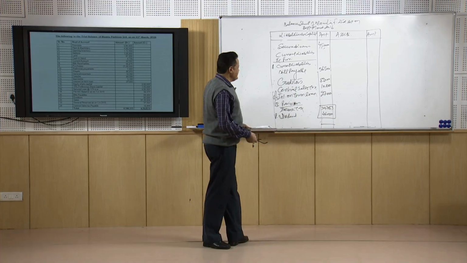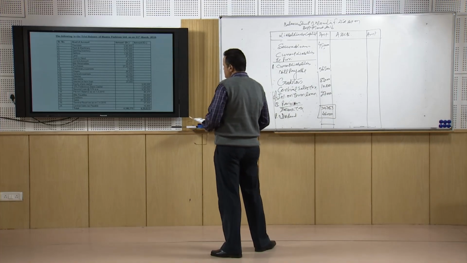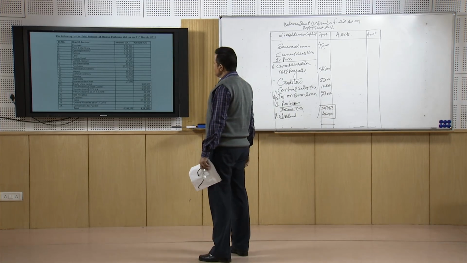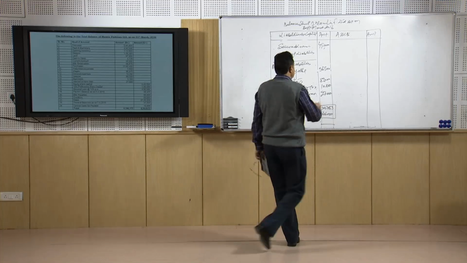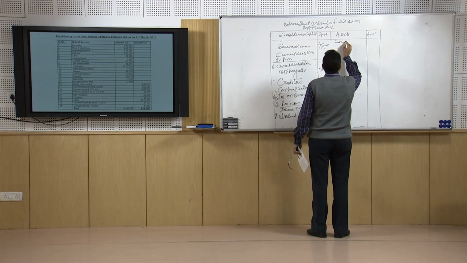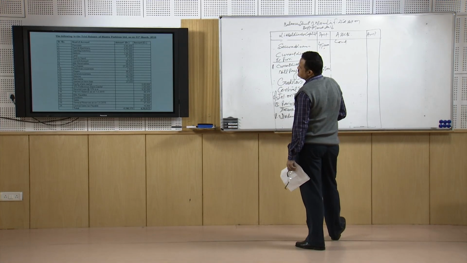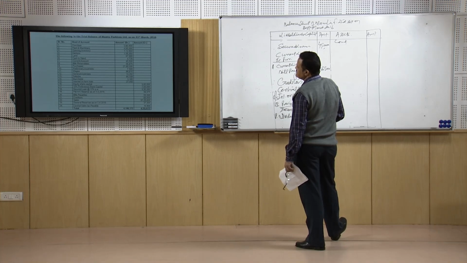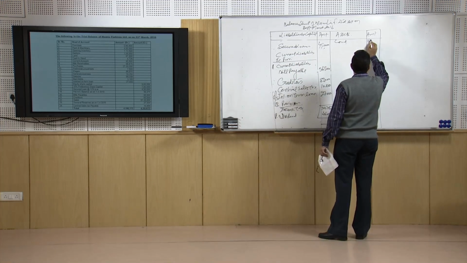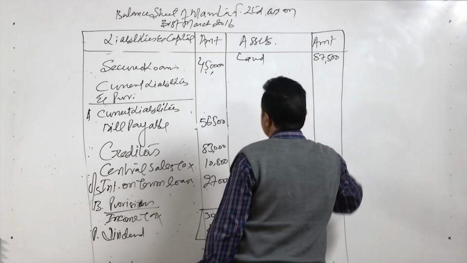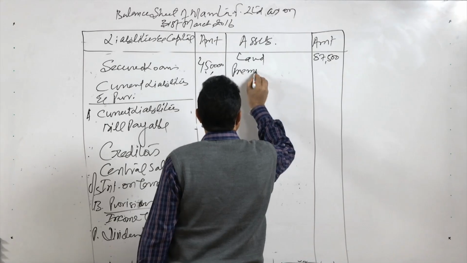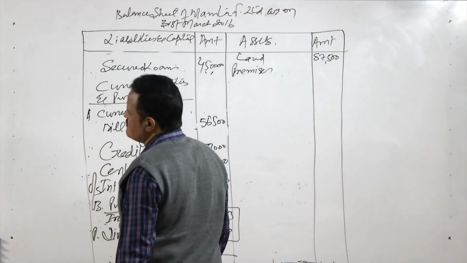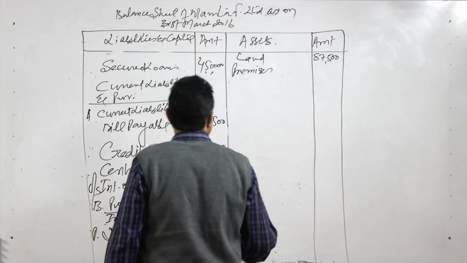Now let us move to the asset side of the balance sheet and put up all the assets here. So when we talk about the asset side of the balance sheet, we have to take all the assets, and first asset is the land. Land amount is 87,500. Then we have the premises. Premises is the kind of buildings. So premises is 3,60,800.